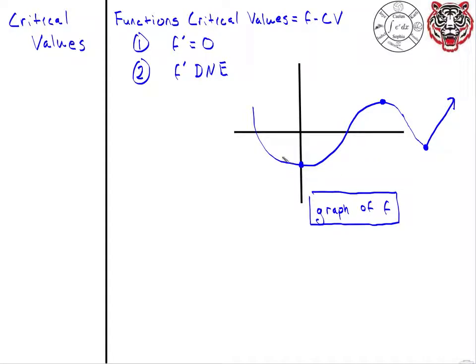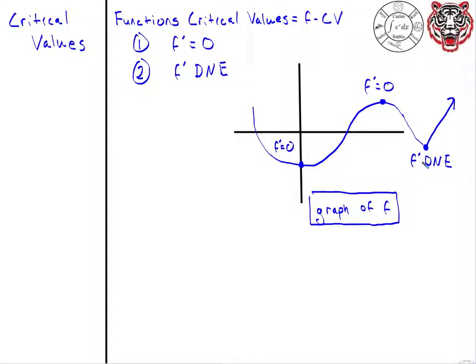Okay, so we'll label on the graph why these are critical values. This is where f prime equals 0. This is a critical value because f prime equals 0. And what about this one? F prime does not exist, DNE. It's one or the other.